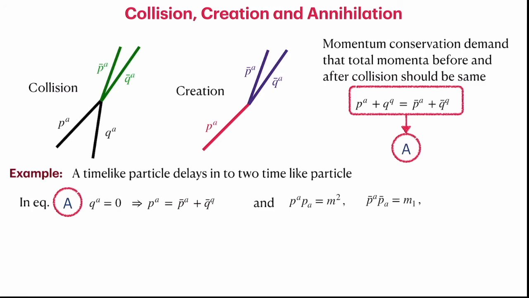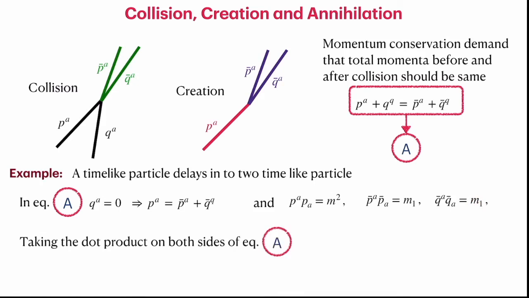We have given the mass of the outcoming particles, that is P bar A dot P bar A is equal to m1 square, and Q bar A dot Q bar A is equal to m2 square, and we have to essentially calculate the direction or the angle in which they come out. Let's take the dot product on both sides. What we get is m square is equal to m1 square plus m2 square plus 2 P bar A dot Q bar A. This is what we need to compute. But let's take another point of view.